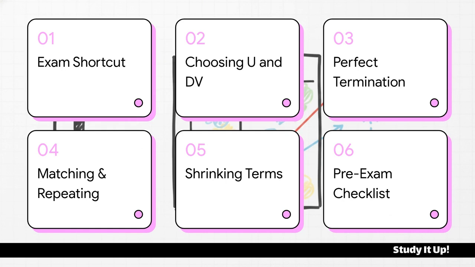Okay, let's take a quick look at the syllabus for our review session. We've got 1. The ultimate exam shortcut. 2. Choosing U and DV. 3. Scenario: perfect termination. 4. Scenarios: matching and repeating. 5. Scenario: shrinking terms. And finally, 6. Our pre-exam tabular checklist. Let's dive right in.